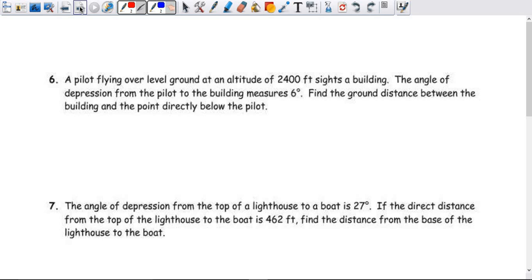So for number 6, I'll go ahead and write SOHCAHTOA up here too so we can use it for reference again. All right, so we've got a pilot flying over level ground at an altitude of 2,400 feet who sights a building. The angle of depression from the pilot to the building measures 6 degrees. Find the ground distance between the building and the point directly below the pilot.